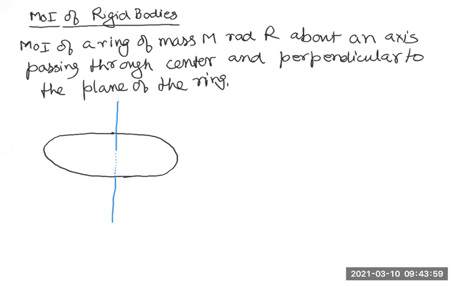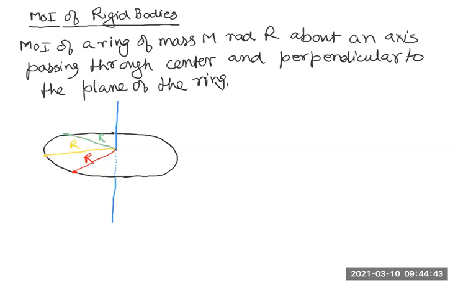Parthiv, 1/3 ka factor kahan se leke aa raha hai? Agar hum ring ke is element ko dekhenge, iski perpendicular distance from the axis of rotation kya hai? This distance is R, right? It is R, this distance is R, this distance is R.